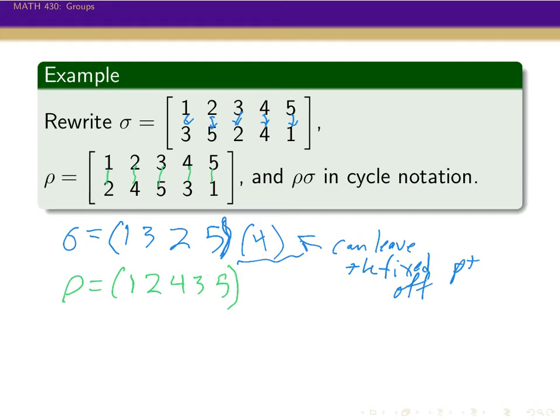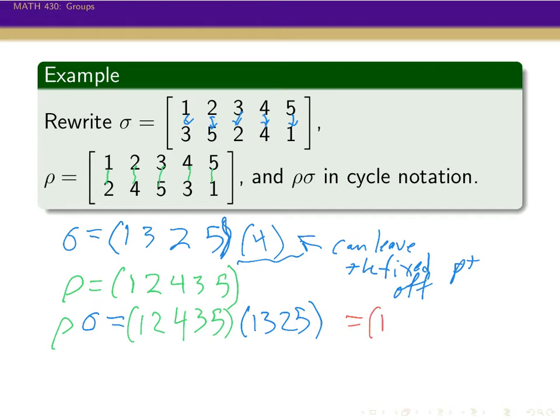Okay, now what happens when we apply these to each other? So if we do rho sigma, rho is (1 2 4 3 5) and sigma is (1 3 2 5). We're going to think about this the exact same way as we did in the last video, where sigma is being applied first, and then rho is being applied second. For each of these numbers, I'm thinking about what happens to it. So let's start with 1.